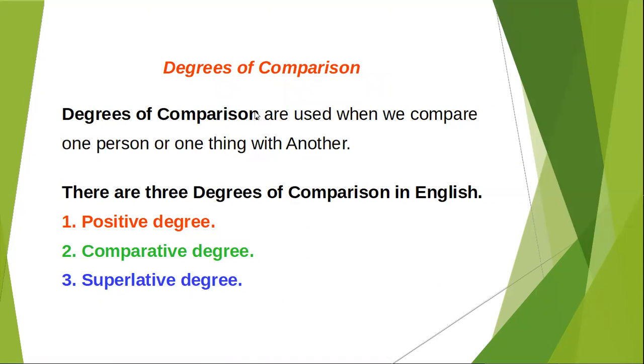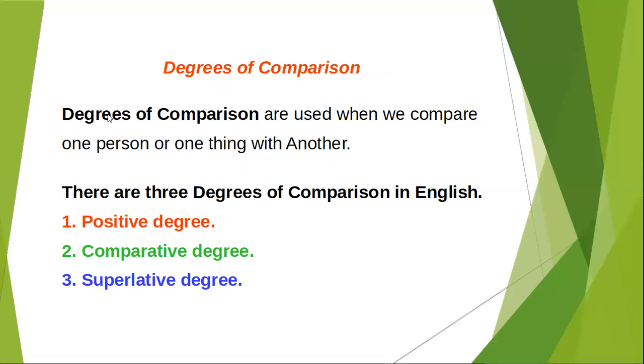Before going to degrees of comparison, you might have known about adjective and adverb, isn't it? What is meant by adjective? An adjective describes the subject, and an adverb describes the verb. Now, will you tell me what are the adjectives? Tall, big, short, like that. An adverb means fastly, slowly, like that.